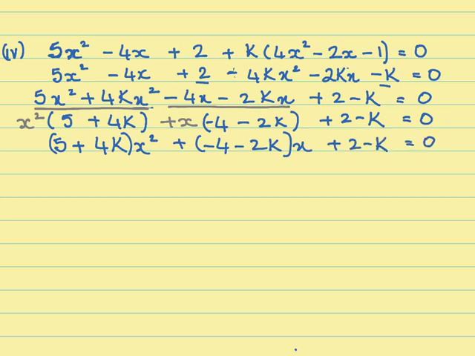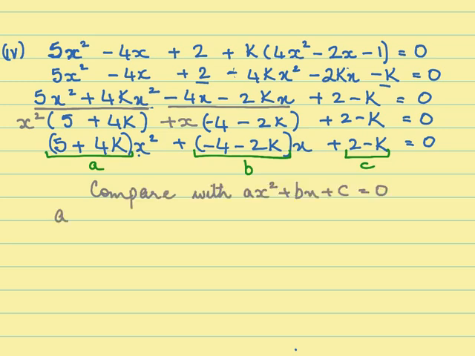Now I have put my quadratic equation in order. I put the x square terms together, the x terms and the 2 minus k terms, which means this now will be my a term, this will be my b, and this will be my c. So on comparing, I will write a equal to 5 plus 4k, which is the coefficient of x square, b equal to minus 4 minus 2k, coefficient of x, and c equal to 2 minus k.